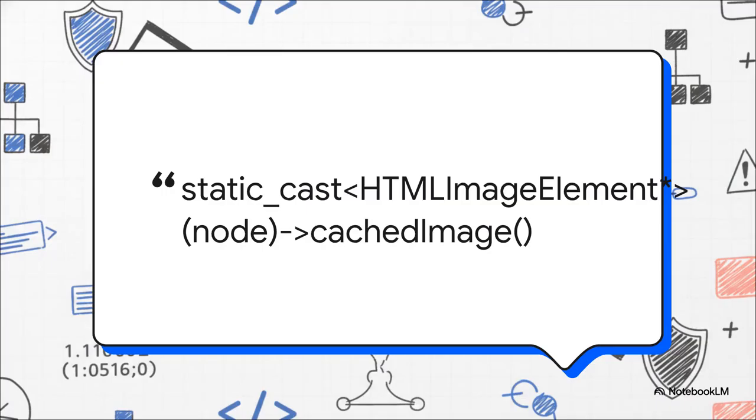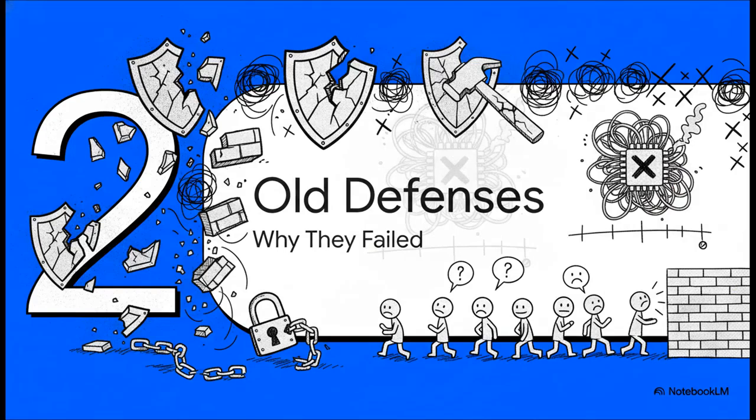And look, this is not just some theory. This line of code you're seeing is from a real hack that was used against Google Chrome. See how it's forcing the program to treat some generic node thing as a very specific HTML image element? The problem is, what if that node was actually, say, an SVG graphic instead? The program might try to grab memory that doesn't belong to it, or even worse, an attacker could trick it into running their own malicious code. It's the perfect backdoor.